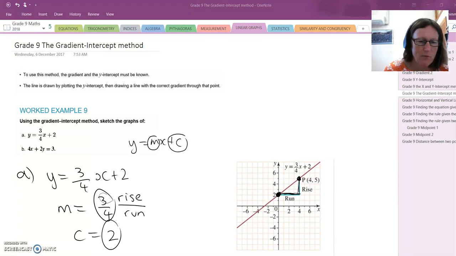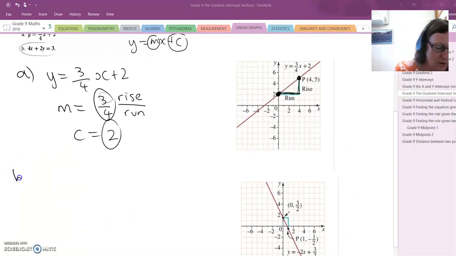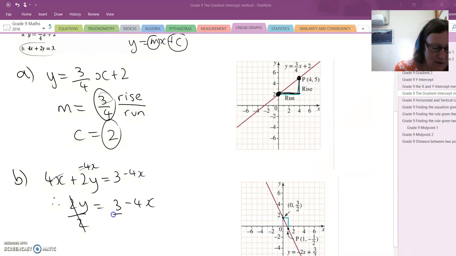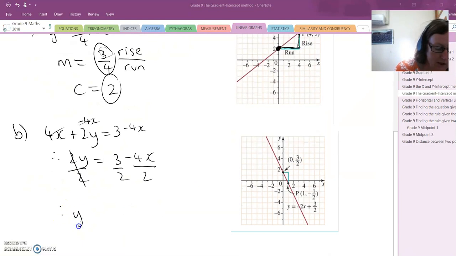Our next example, 4x plus 2y is equal to 3. Not so quick because it's not in the form y equals mx plus c. So again, a bit of rearranging. Subtract 4x, subtract 4x. That then cancels. So we've got 2y is equal to 3, subtract 4x. We need to divide by 2 just to leave us with the y. So y is equal to 3 over 2, subtract 2x.